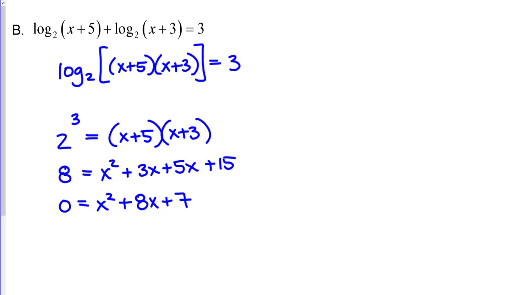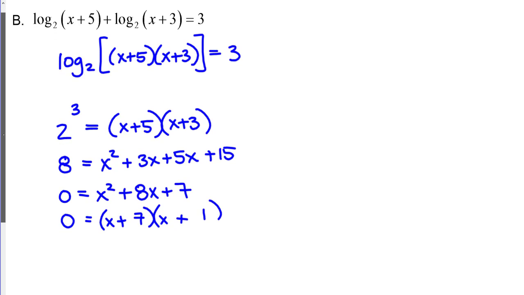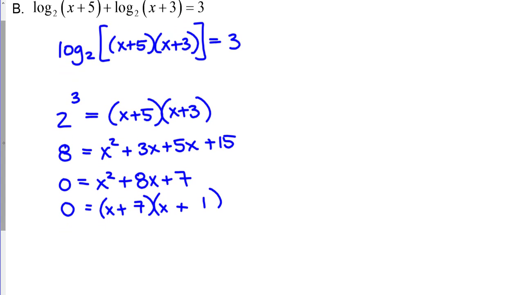Now, to solve this, I need to factor. So let's see how this factors. Looks like if I'm using 7 and 1, it should work out just fine. So that tells me my potential solutions here are x equals negative 7 and x equals negative 1.